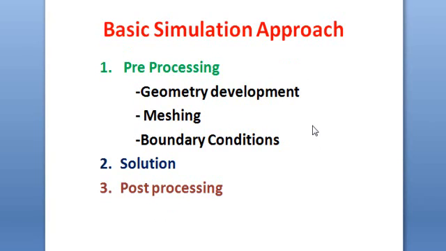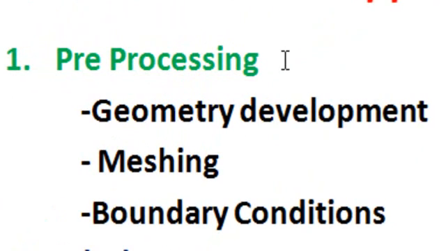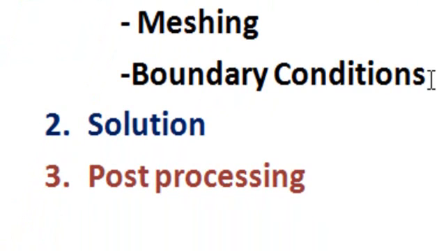In this slide you can see the basic simulation approach. There are three main parts of the simulation. The first one is the pre-processing, where you will develop your geometry and then you will mesh your geometry. After meshing, you will apply some boundary condition. After that, the software will solve the whole case and the whole problem for you. When it solves the problem numerically, after that, you will post-process it and you will see your desired results.